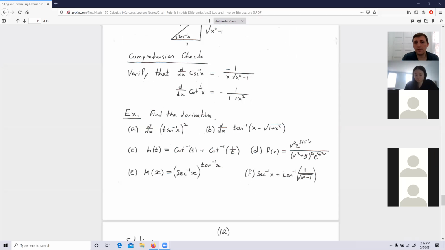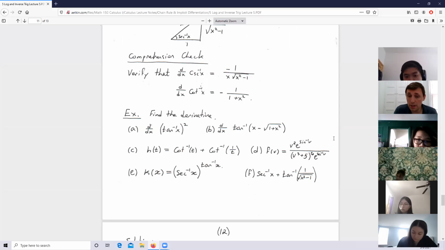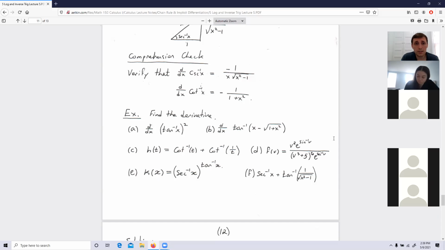The rest I'm leaving for you guys. You can deal with those questions. You can, of course, look at secant inverse x plus tangent inverse 1 over root of x squared minus 1. Those you should be right away suspicious of. Maybe there is an easy way to do that. All right, let's continue.